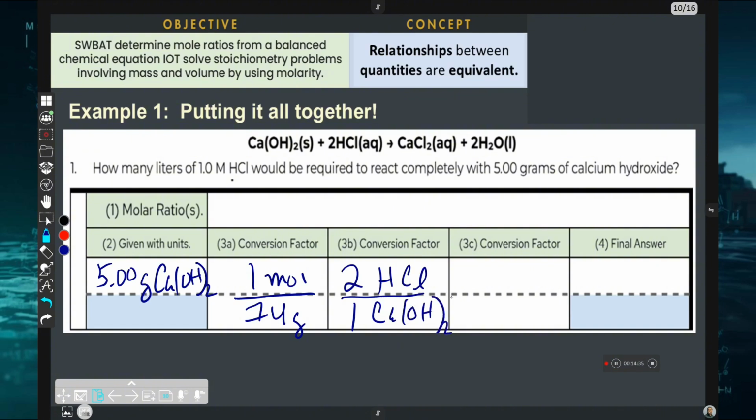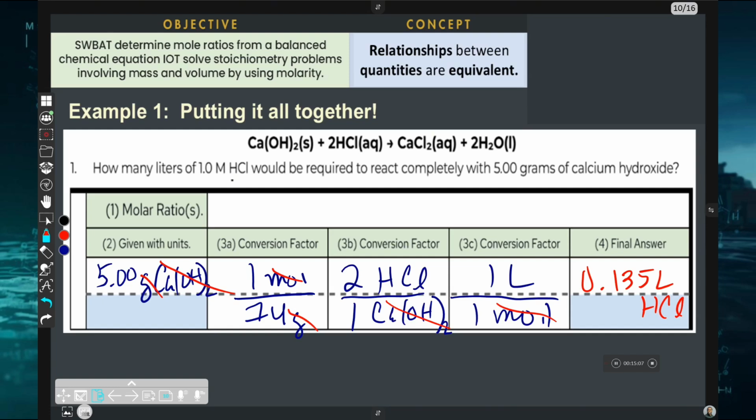And then finally, we need to use the 1 liter per 1 mole of hydrochloric acid. And so what ends up happening is the gram cancels out and the calcium hydroxide cancels out and the mole cancels out. So you're left with the same answer, 0.135 liters of HCl, hydrochloric acid. So you can put all of these steps together.